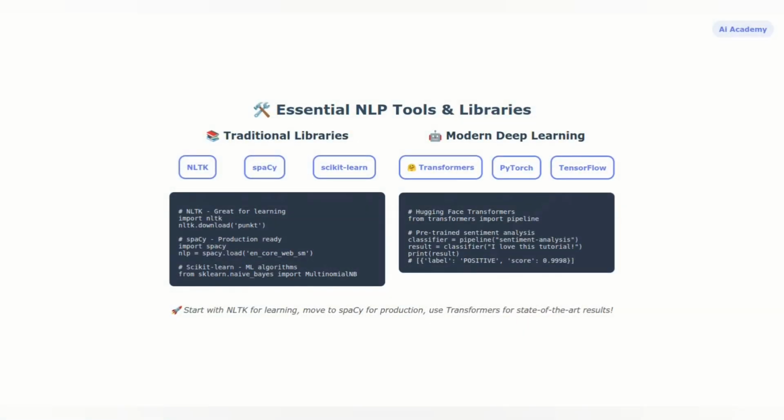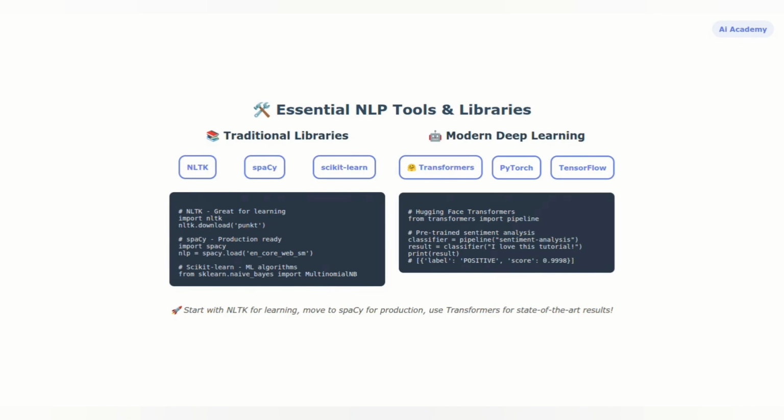For anyone wanting to get started with NLP, here are the essential libraries and tools you should know about. NLTK, or Natural Language Toolkit, is perfect for beginners. It's educational and comes with lots of data sets and tutorials. spaCy is industrial strength and fast. It's great for production applications and has excellent performance.